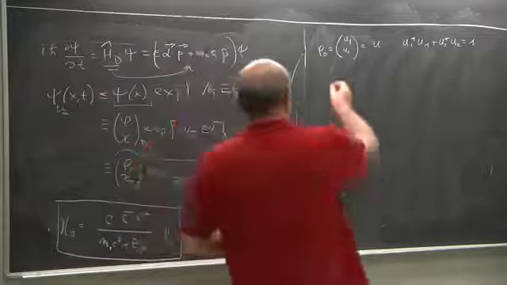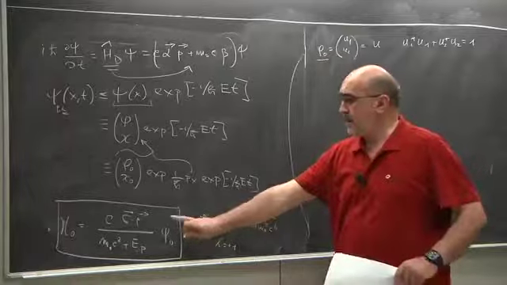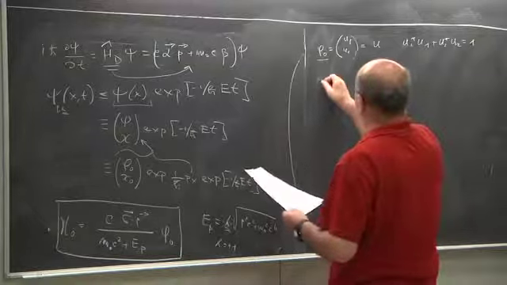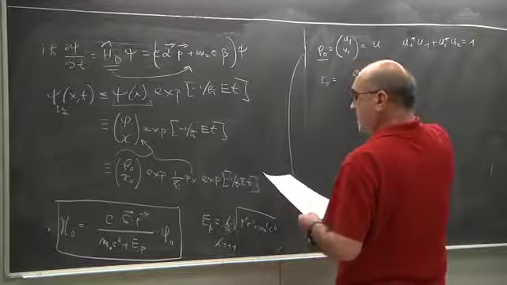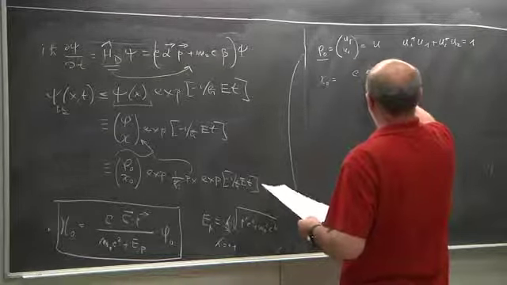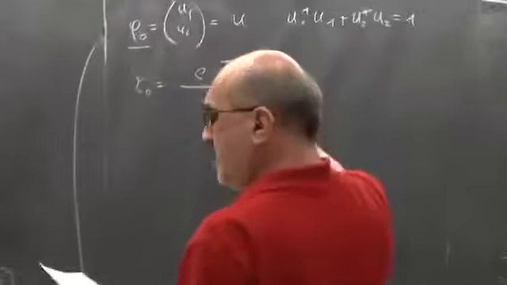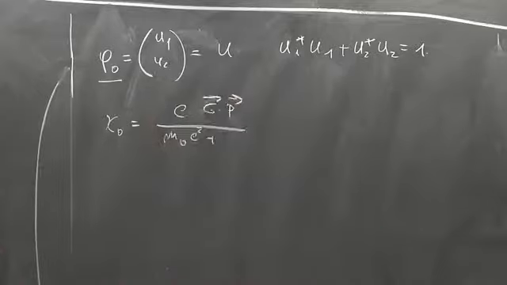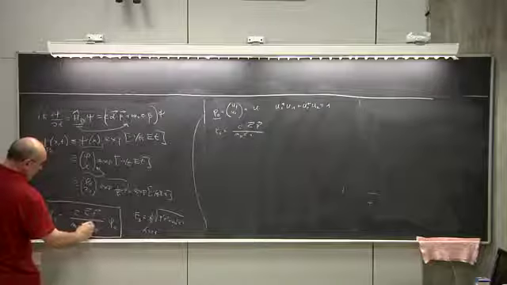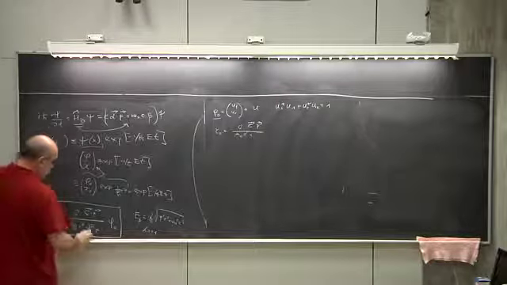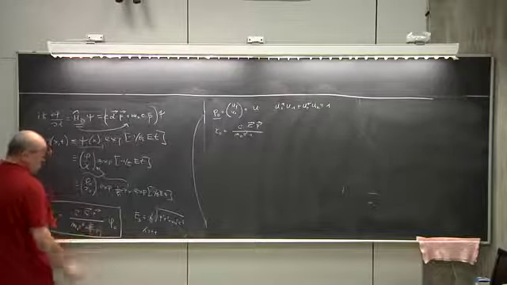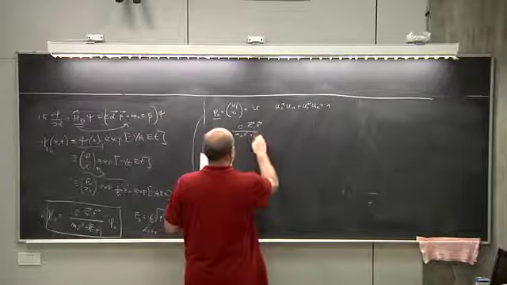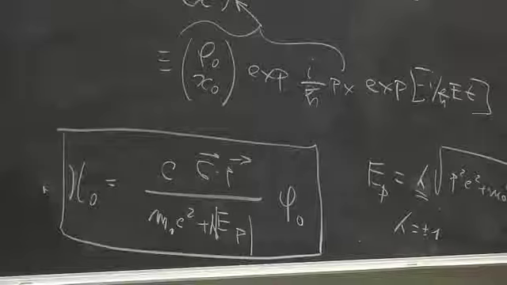Now, we have chosen this phi 0 because it is arbitrary. Automatically we get chi 0. Chi 0 turns out to be C sigma dot P over M0 C squared plus, now here, E_P can have two values, so we put lambda E_P, and E_P takes the modulus. So we get plus lambda E_P, times u.